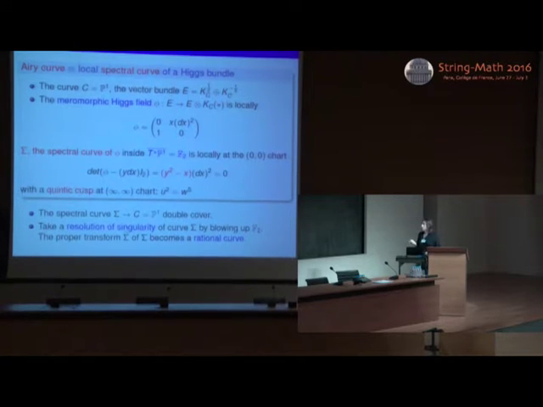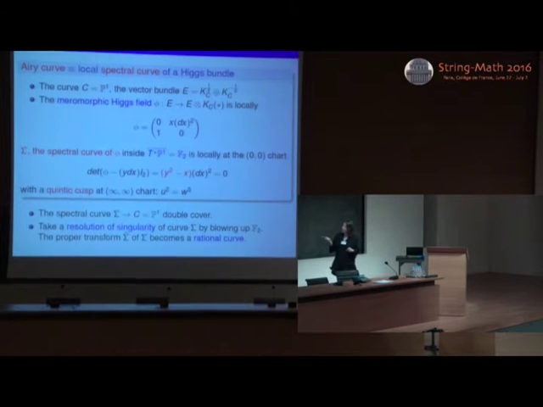So the base curve is P1, the vector bundle is half canonical plus half anti-canonical, and the meromorphic Higgs field is this, with the meromorphic entries. The spectral curve inside the Hirzebruch surface is locally, in the (0,0) chart, given by the characteristic polynomial, so mainly y squared minus x dx squared.